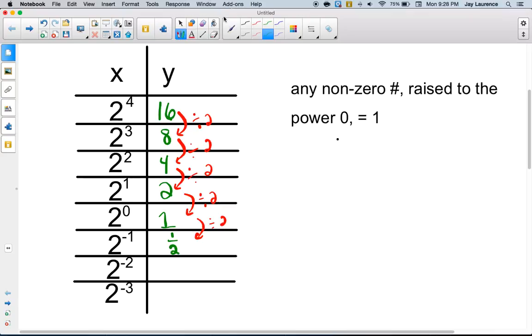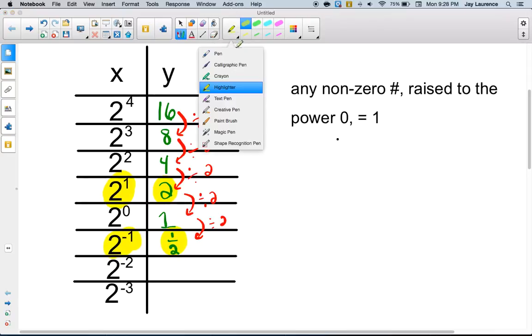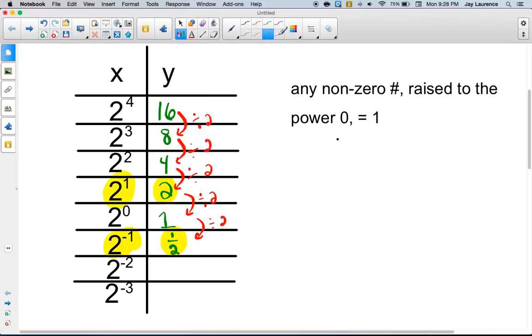Oh, now check this out. This negative exponent stuff is so simple. Look at this. 2 to the first equaled 2, and 2 to the negative first equaled 1/2. What relationship do 2 and 1/2 have to each other? They're reciprocals. Yes, they're reciprocals of each other.